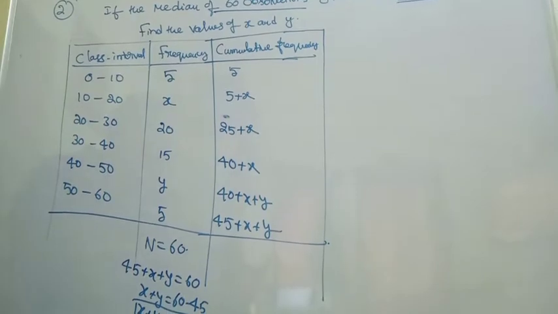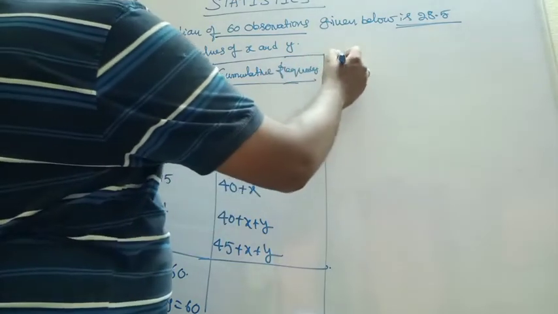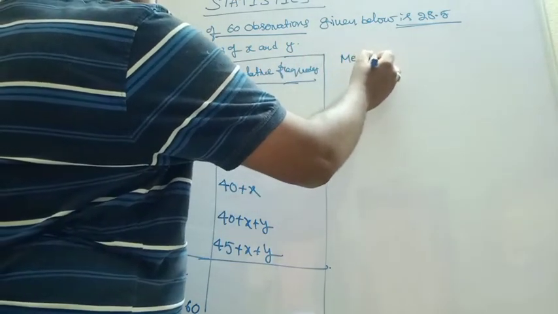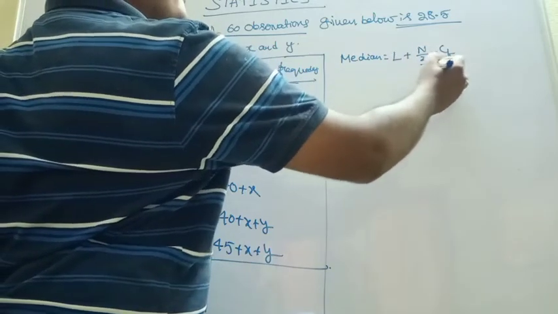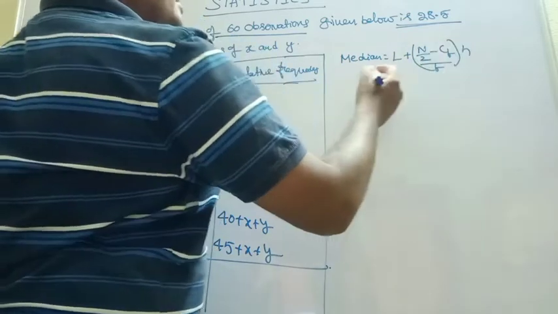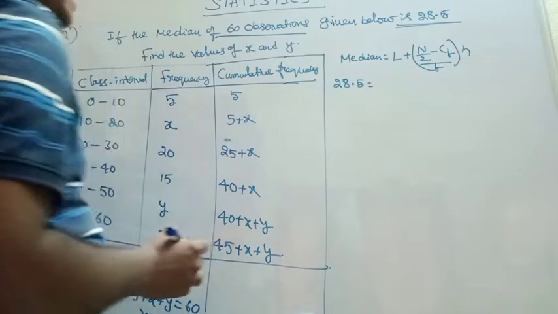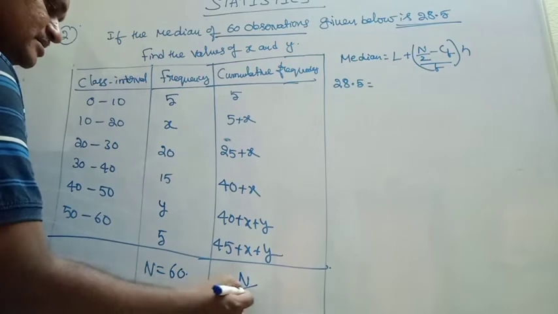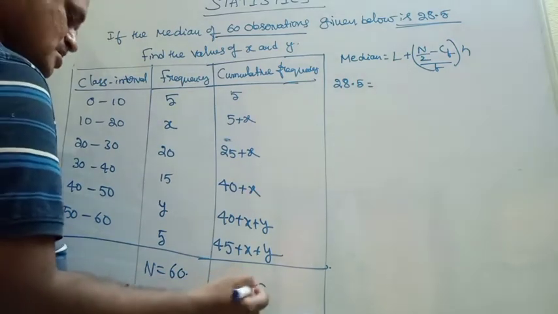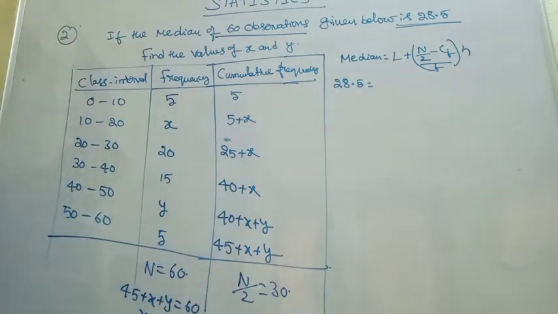You see how we are going to do it, my dear students. We know that the median, they have given already. Median is equal to L plus n by 2 minus CF by F into H. Now the median is given as 28.5. This is equal to L. And one more thing, n by 2 here is 30. We need to find the median class.